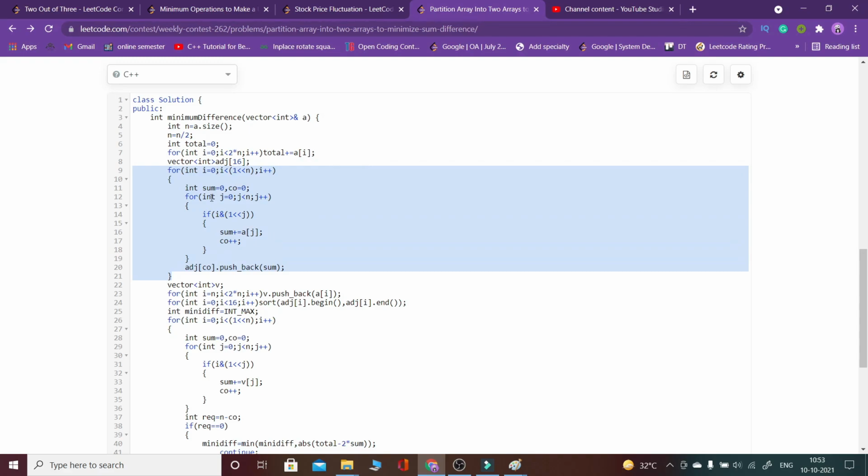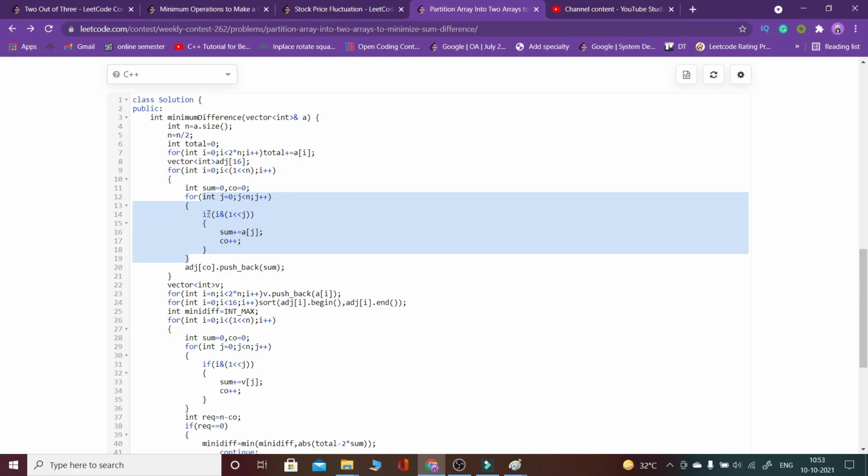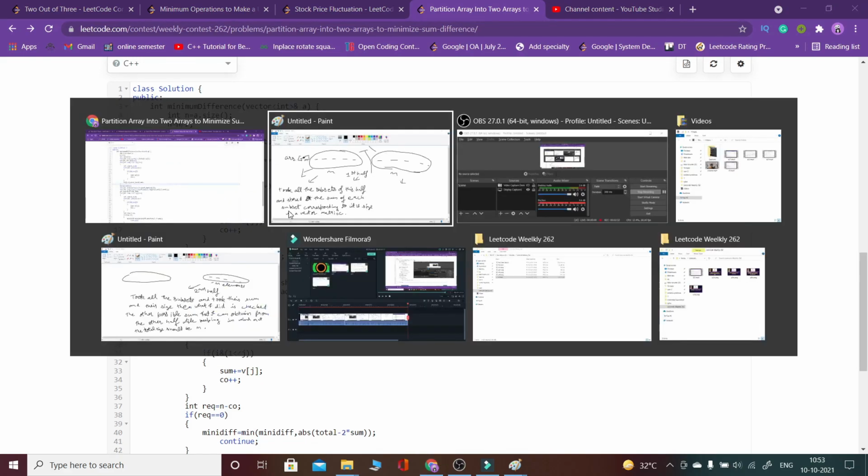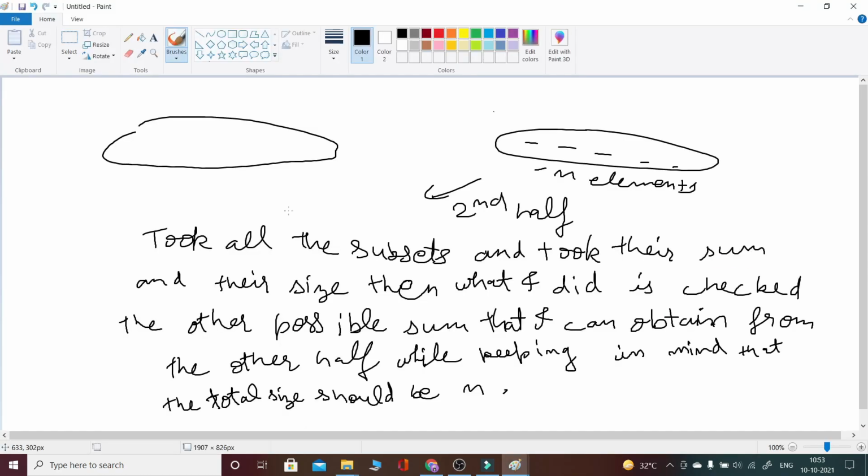I have calculated the sum for each subset in this variable. For each subset I calculate the sum, and it is stored in sum, and I also calculate the size of the subset. Then in the vector corresponding to that size, I push back that sum. So this is what I have done for the first half. Now let's see what I did for the second half.